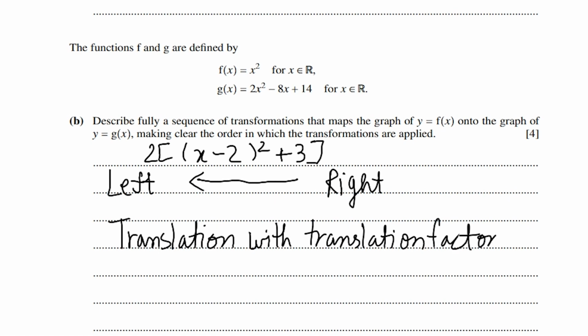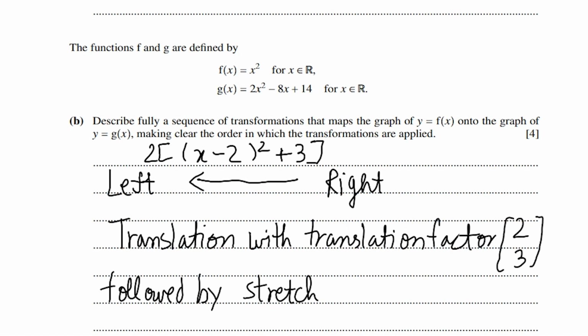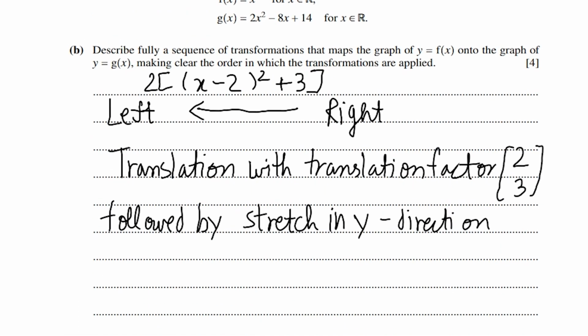Okay, so 2 in the x direction and 3 in the y direction. So this means 2, 3. Translation with translation factor 2, 3, followed by stretch in the y direction, since this is out of brackets, in y direction with a stretch factor 2.